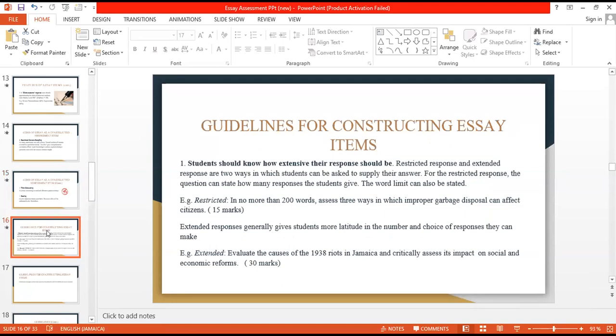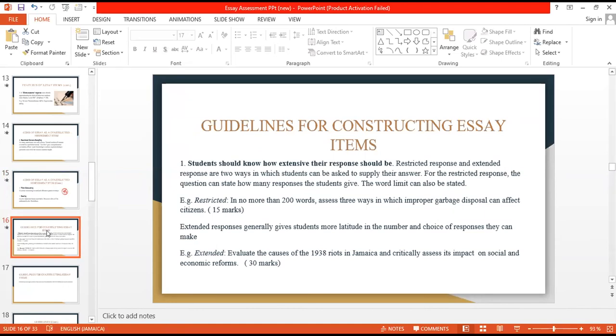Now, what are the guidelines for constructing essay items? Number one, how do you know how to properly and effectively put together a perfect, so to speak, essay item that we want to test our students on? Students should know how extensive their response should be.